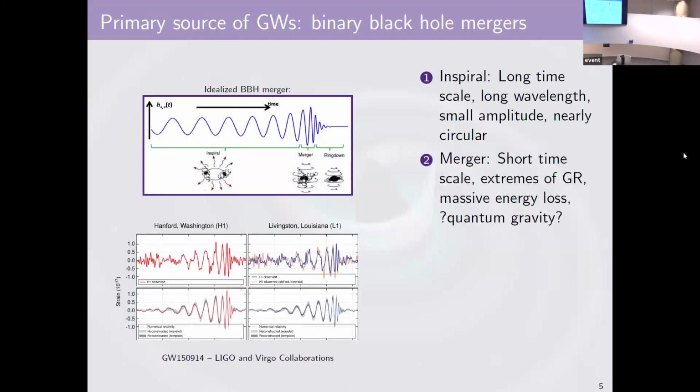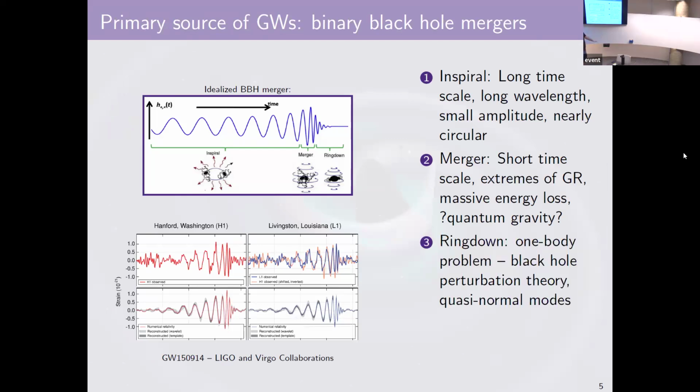So merger, we're gonna do our best not to touch it with perturbation theory. Then on the backside, you have the ring down once the two objects have become a single larger object, and it has to relax down to a static black hole state. Here you can use other forms of perturbation theory, black hole perturbation theory, quasi-normal modes, but it's effectively a one-body problem instead of a two-body problem.